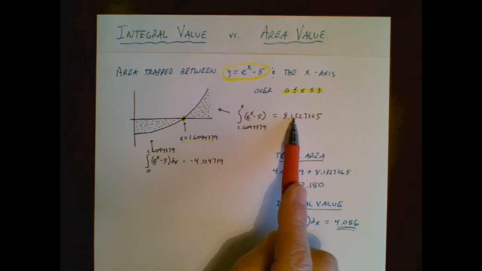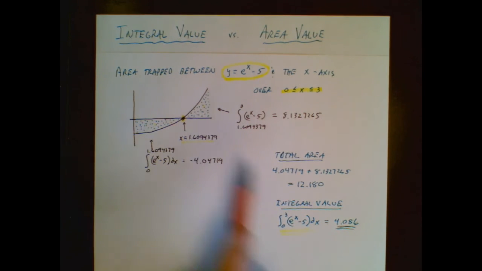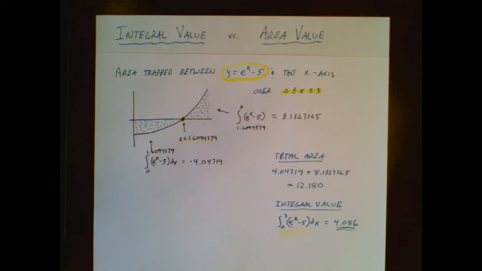This is an area a little bit more than 8, so I combine my two areas and I have my total trapped area. Same thing really as the previous example, but the equation was a little bit rougher, so we couldn't rely on our geometry. We had to use integration to find area.